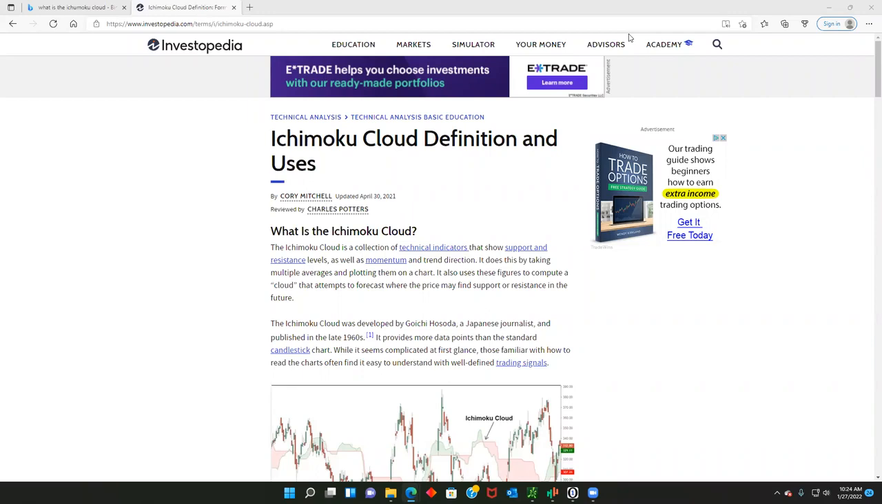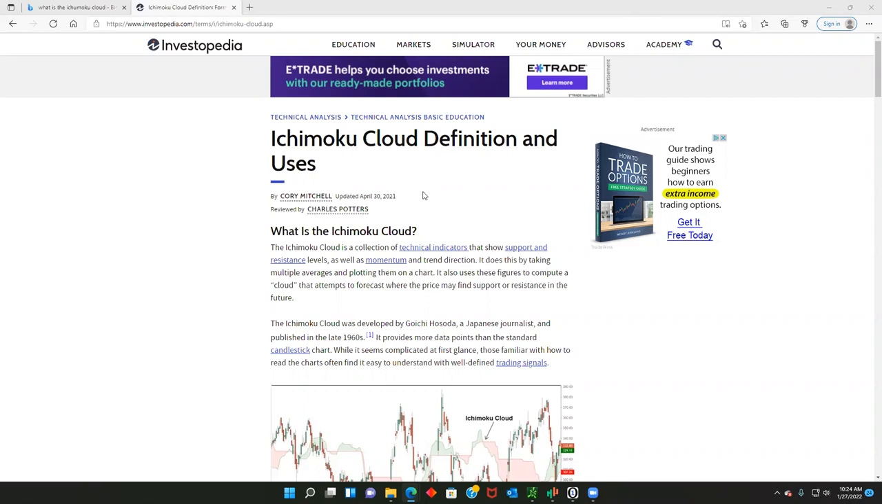I thought I would finally do a video on the Ichimoku cloud. I've gotten a lot of questions regarding this, and we'll try to explain it in the simplest terms. Just to start with a definition, what is it? I call it the cloud. I don't like to say the word Ichimoku, say it 10 times real fast.